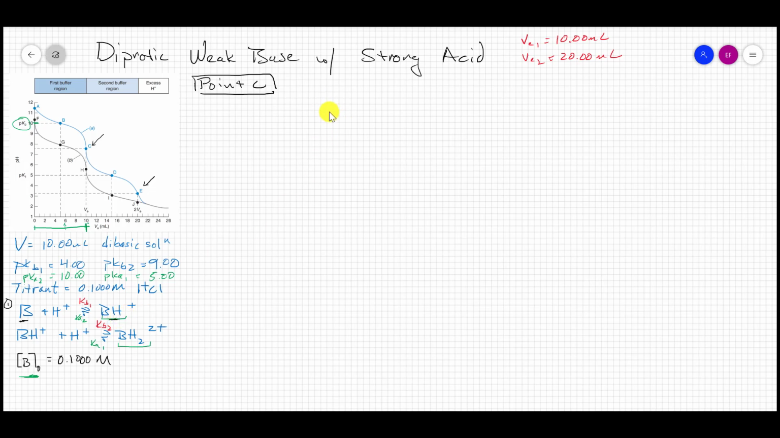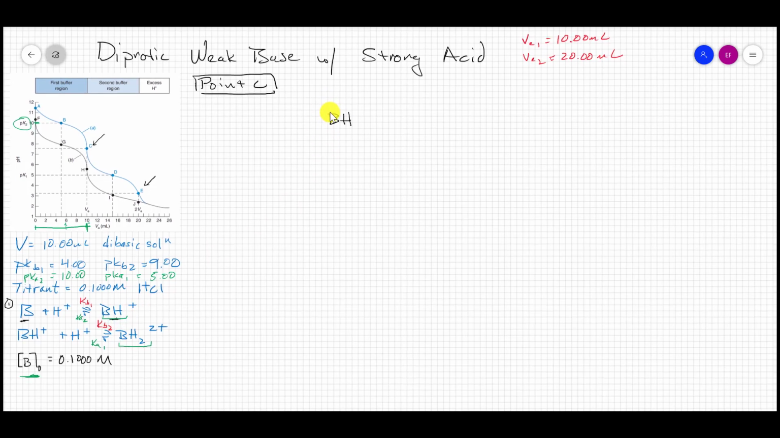But remember, and this is always the tricky part, in a diprotic system, BH+ can go two different directions, right? It could proceed and get protonated a second time to make BH2 2+, so it could act as a base here, or it could act as an acid itself and go backward, and it could remove a proton or dissociate to give us the base again. So it can go either direction.